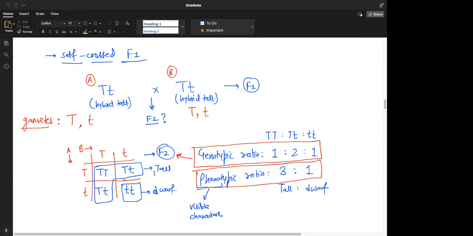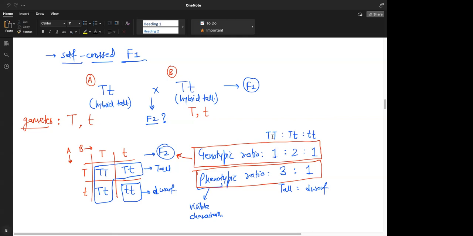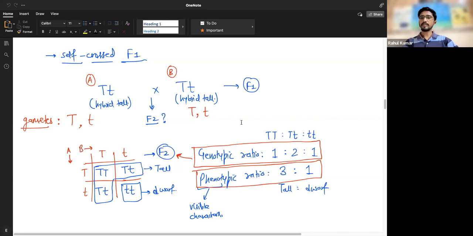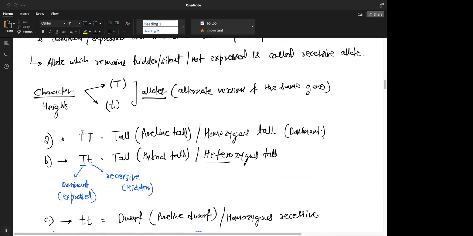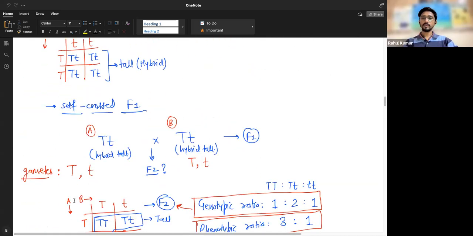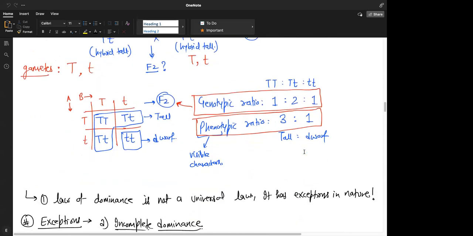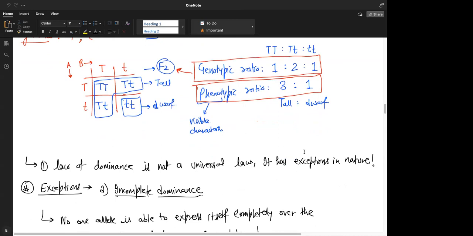Then what are the possible genotypes? 1:2:1, you have 3 numbers. So you get all the possible combinations that we studied in the beginning: homozygous tall, heterozygous tall, and homozygous recessive dwarf. You get all of them. Yes, continue. Then we got three types of characters.